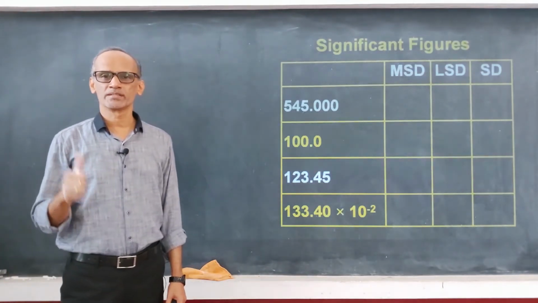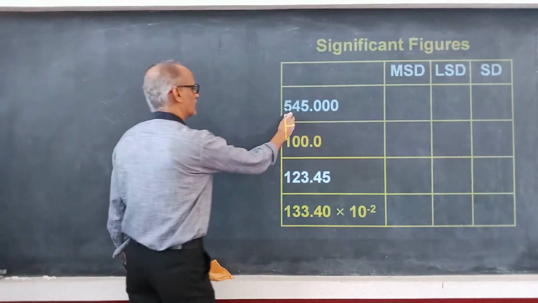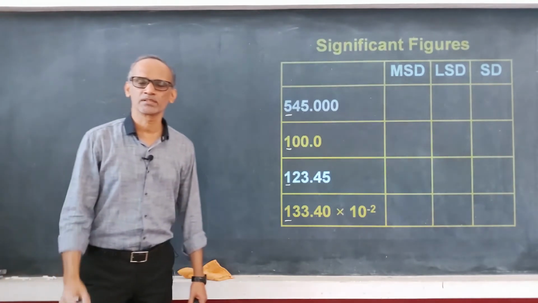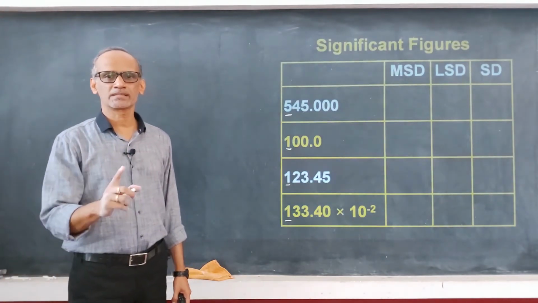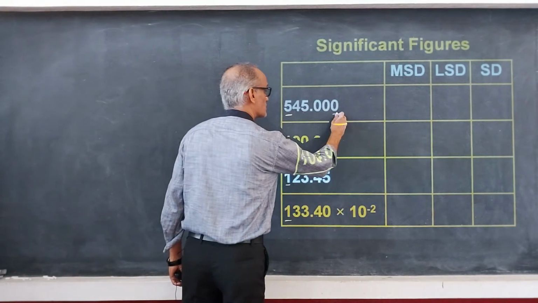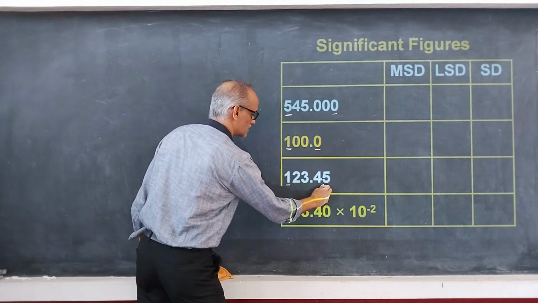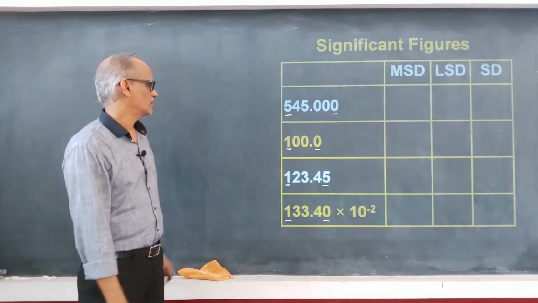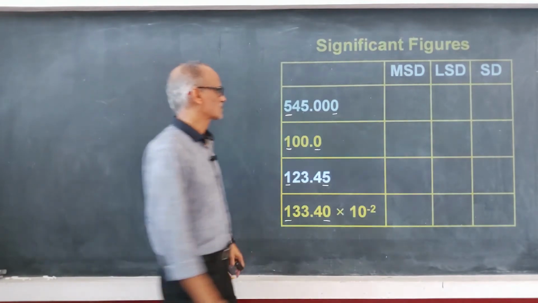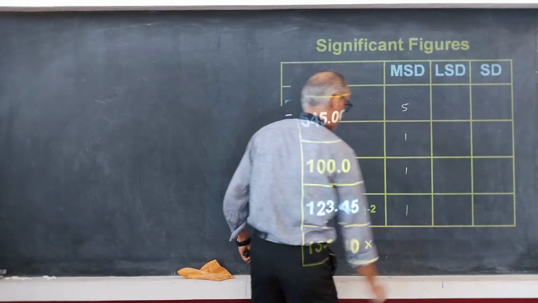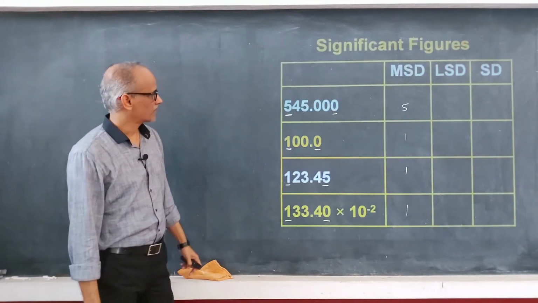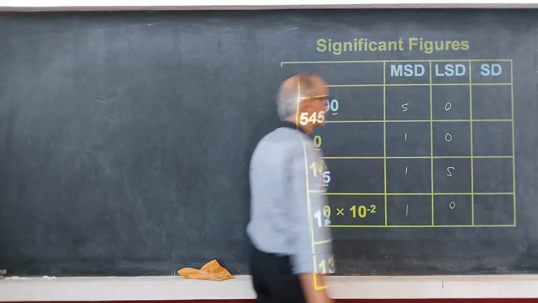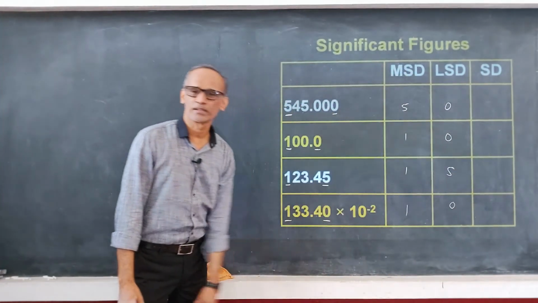Which is the most significant digit? First non-zero, correct? What is the least significant digit? The last digit, any last digit. So this is the last, this is the last here, and this is the last. Understood? So first the most: 5, 1, 1, 1. I am just writing the digits. After that, the least: 0, 0, 5, 0.